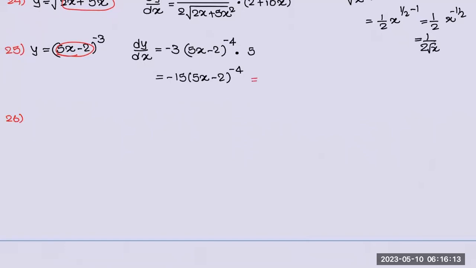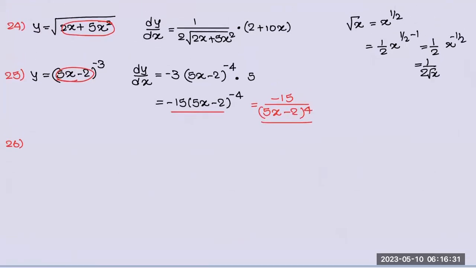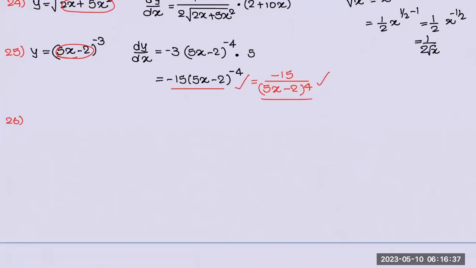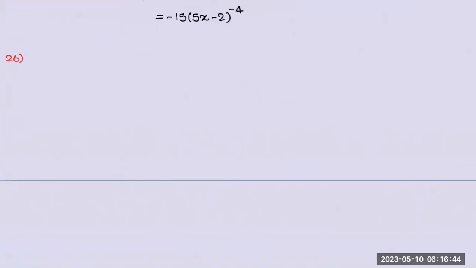Sir, shall we stop it here, or do we need to write minus 15 by 5x minus 2 whole power 4? First thing you need to understand, this and this are not different. Point number 1, they're the same. Second point is whether this is the answer or this is the answer depends on the options if this question is given in an exam, A, B, C, D. Of course, they won't give this question in an exam, no doubt, but stop it there, no issues. Yeah.